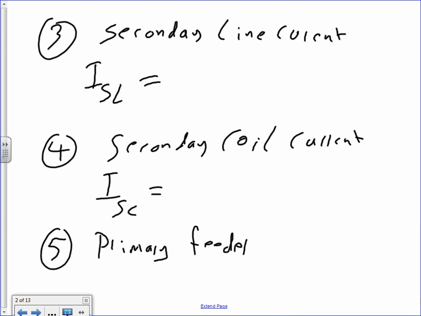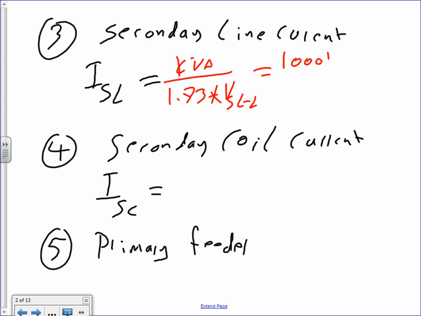Okay. So that's the primary. The secondary line current. Anybody can give me what the secondary line current is? Secondary line current, the same thing. kVA divided by 1.73 times V secondary line to line, and this will give me, what was it, 1000 kVA divided by 1.73 times, what's the voltage on the secondary side? 208. Any suggestion? 2777. I have 2777 amps.